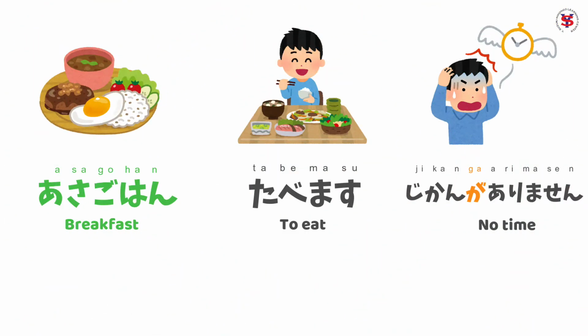Okay, umagahan or breakfast is asagohan in Japanese. Kumain or to eat is tabemasu. No time or walang oras naman is jikan ga arimasen. Alright, let's put them together in a sentence and sundan natin ang pattern.